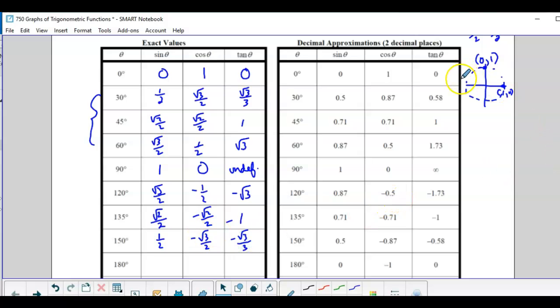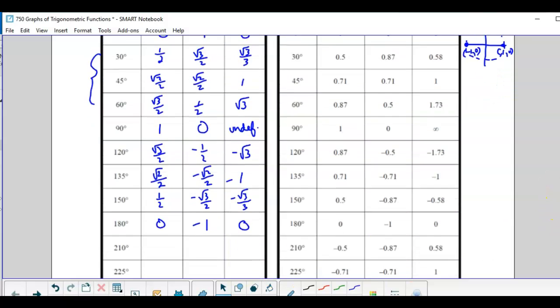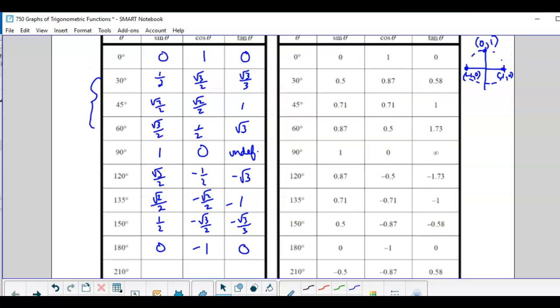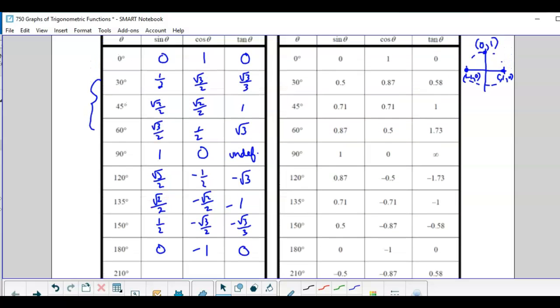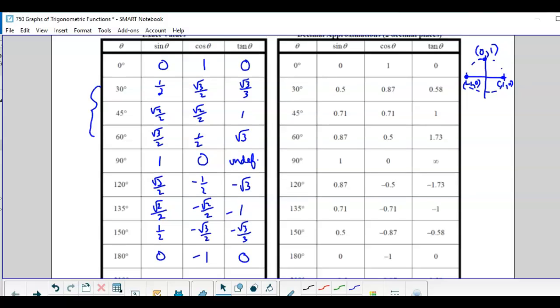Okay, 180, coordinates there are negative 1, 0, so your sine is 0, your cos is negative 1, and then your tan is 0. Okay. So I'm going to get you to pause, and I'll see you back in a second. I will have all the answers in there. So pause it until you've completed the chart.